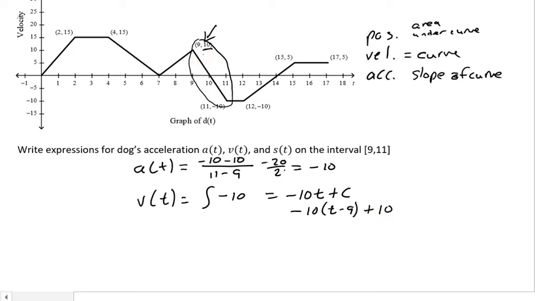So our acceleration function, I'm going to write over here, is negative 10. Our velocity function is, now I'm going to distribute this out and combine things a little bit. It'll be negative 10t plus 90 plus 10, so plus 100. There is our velocity function.